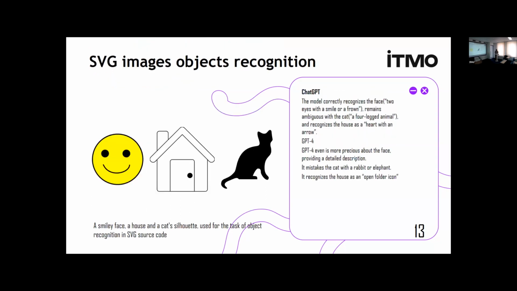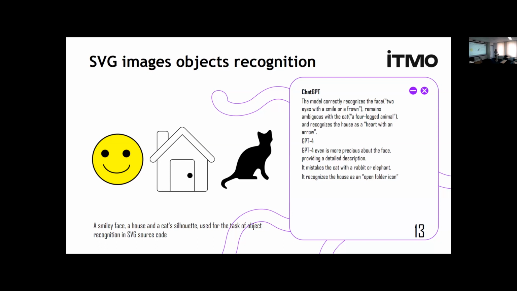The next task which was evaluated is recognition of objects on SVG images, and 3 images were chosen, ascending by the complexity: a smiley face, a cat silhouette, and a house. And as for ChatGPT, the model correctly recognizes the face, and it was not sure about the cat. It told that it could be any number of four-legged animal, and it recognized the house as a house with an arrow. And GPT-4 was even more precise about the face.